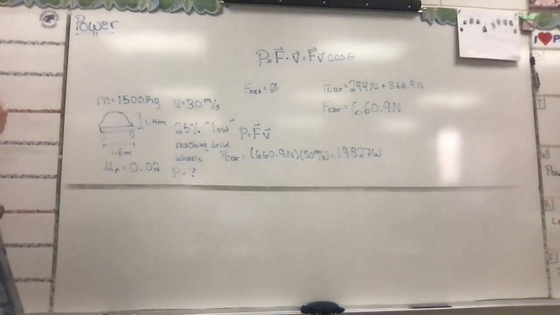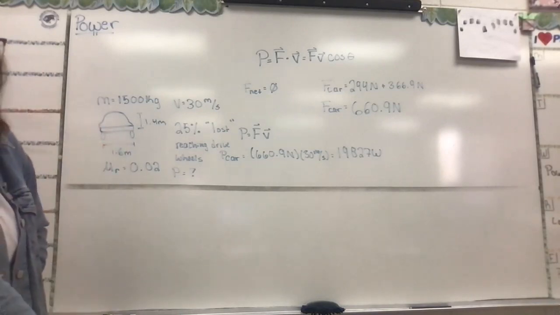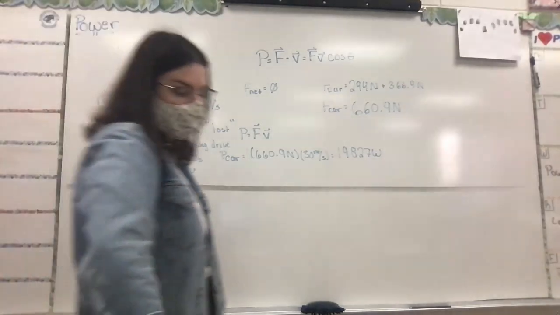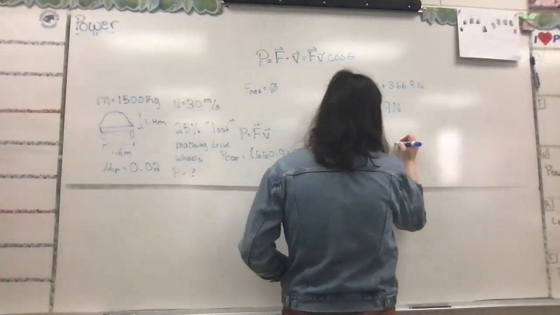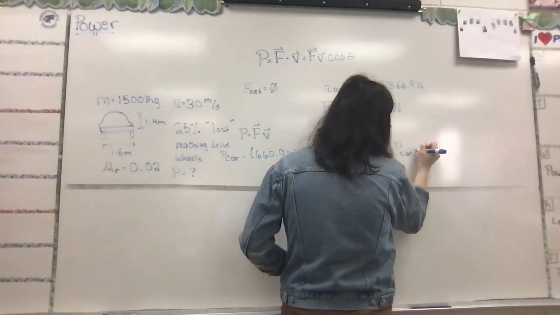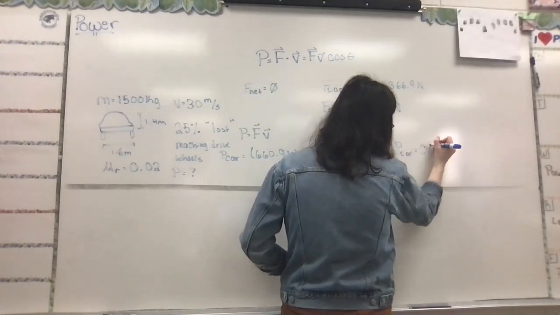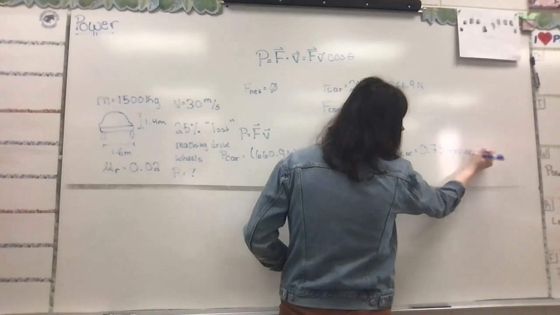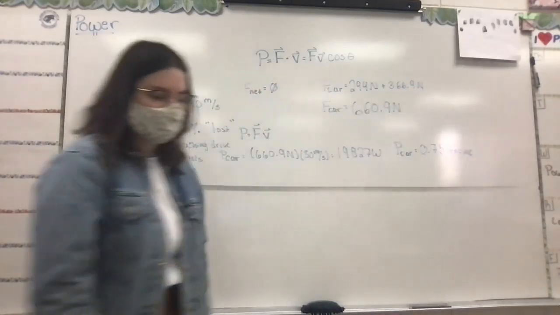But what did we want to find? We wanted to find the power of the engine. So, how much is lost? 25%. Okay, so the power of the car is 0.75 times the power of the engine.